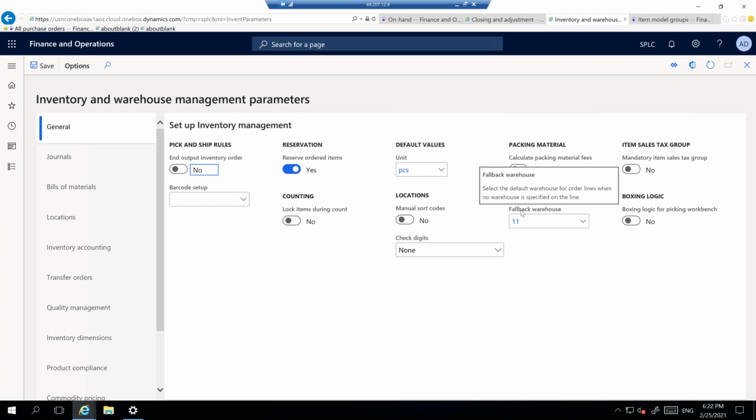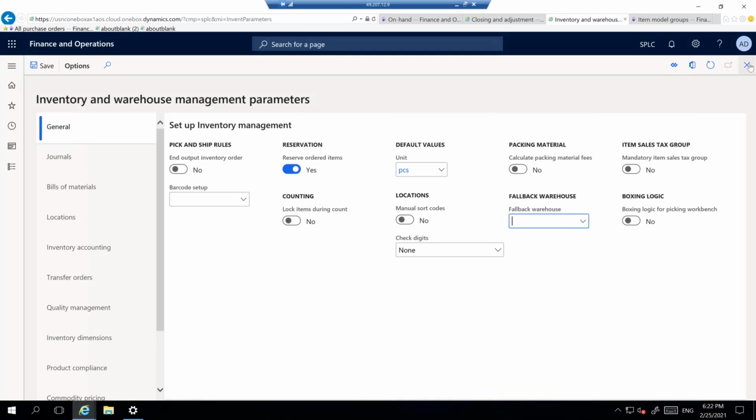At that time, if I create a purchase order, a sales order is automatically created in the back end, in the opposite company, based on the setups. When it creates the sales order, if the item doesn't have a default warehouse, then it will take this warehouse. That is called the fallback warehouse. Because the purchase order automatically creates a sales order, that sales order should have one warehouse. Understood?